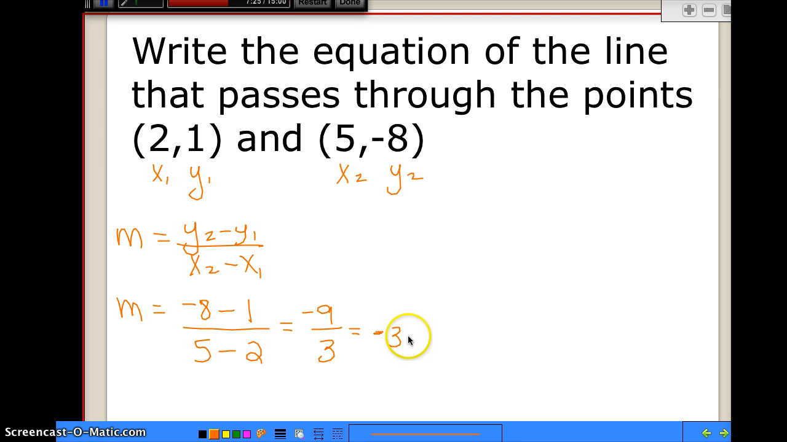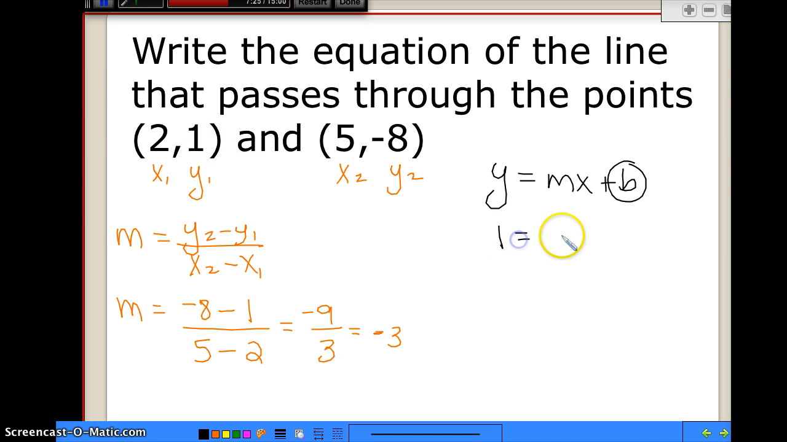So that's my slope. Then I need to figure out what my y-intercept is. So one of the things I can use to figure out my y-intercept is use slope-intercept form and look for the b. I need an m, which I just found, and I need an x and a y, which I actually have 2 of them up here. I'm going to go ahead and use the first point. So we'll substitute the 1 in for my y, the m, which I just found is -3, times my x, which is 2, plus b.